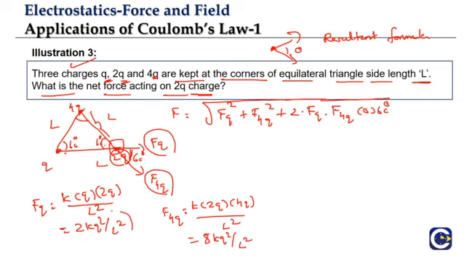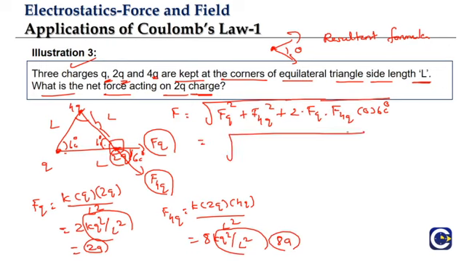Now in both these we'll have kq square by L square common. So let us say this kq square by L square is some x or some a. Then we'll have this as 2a, this will be 8a. So we'll substitute it and then finally we'll put the value of a in the last step.